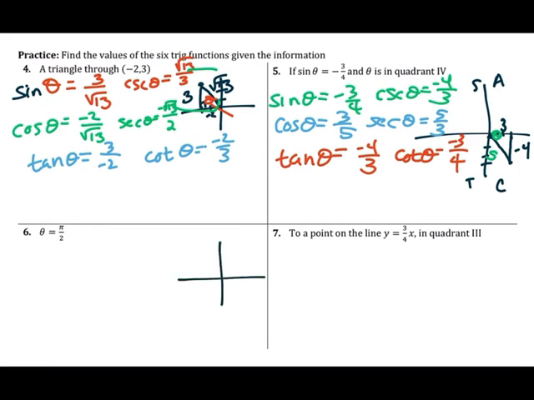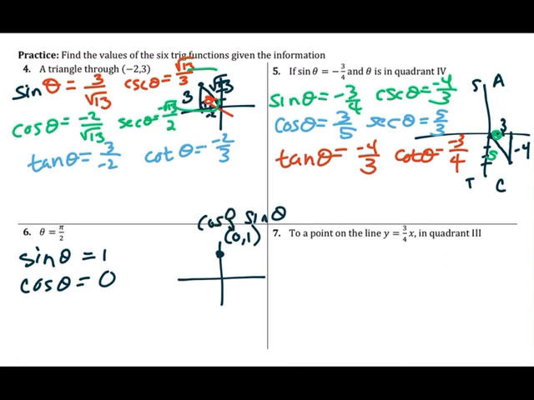Here's my hint to you on number 6. This is telling you a specific point on the unit circle. That point is (0, 1). So sine of theta is the y value. Sine of theta is 1. Cosine of theta is 0. Tangent is sine over cosine, which is 1 over 0. That doesn't make any sense. So tangent of theta is undefined because I can't have 1 over 0.